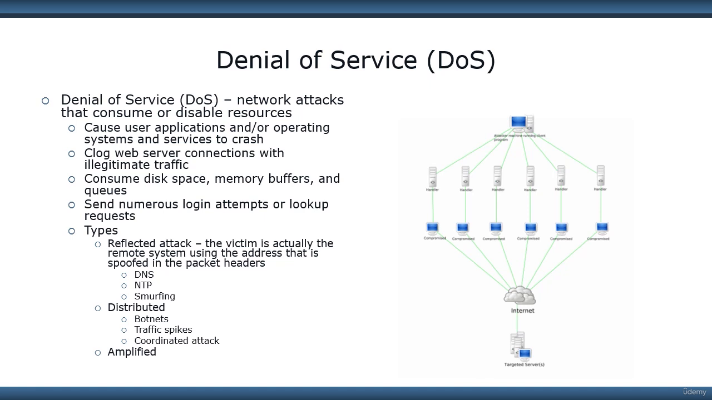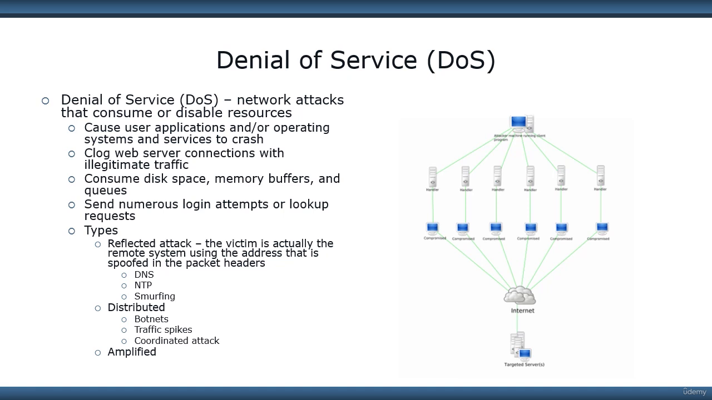Distributed denial of service is what we had already described. We're going to put usually malicious software on multiple systems so that they all target the same victim system. You can obviously generate a ton more traffic if you have multiple systems in comparison with if you have just a few. Okay, so botnets, traffic spikes, a coordinated attack, these are all types of distributed attacks.